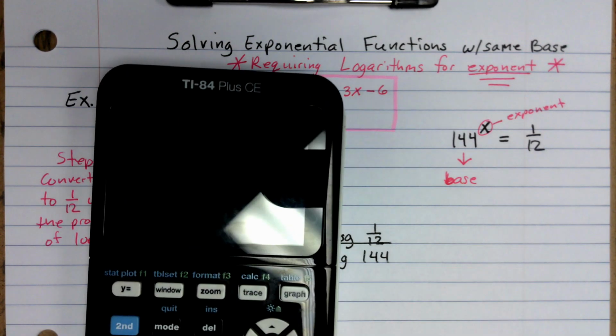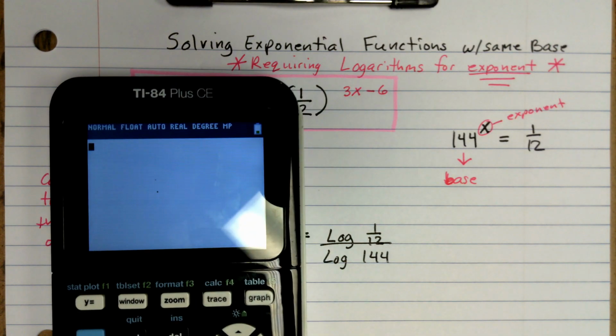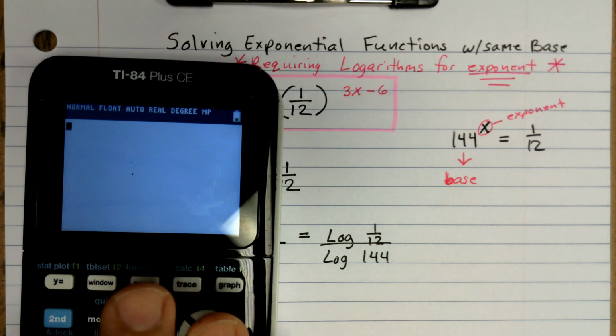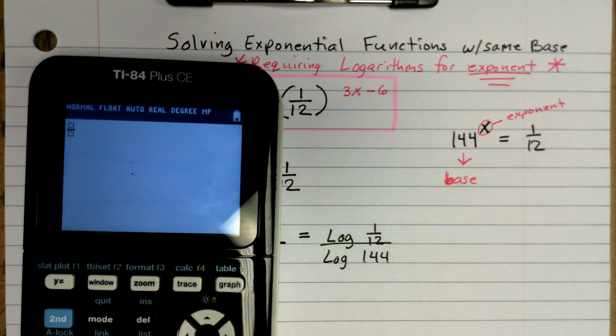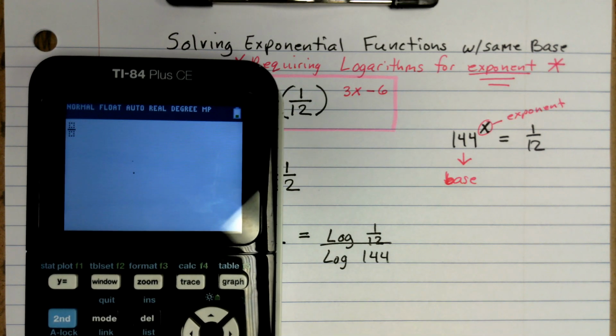So I'm going to get my calculator real quick, and I'm going to type in alpha y equals enter to get my fraction bar, and then I'm going to type in log 1 over 12.